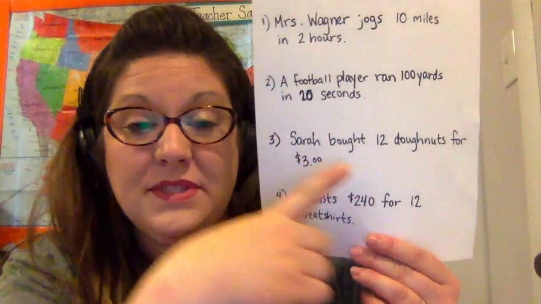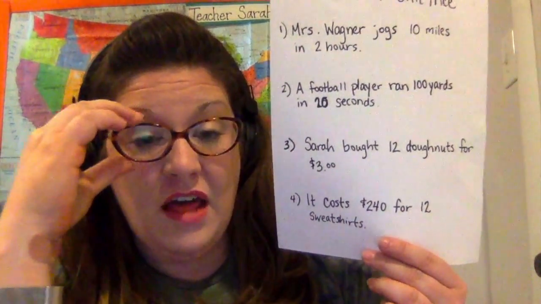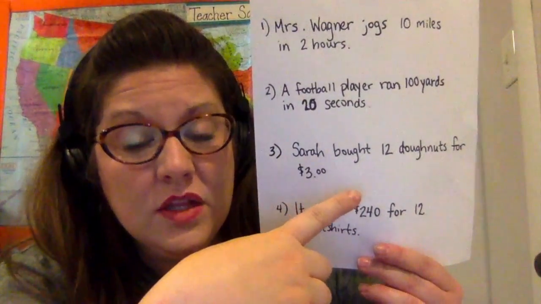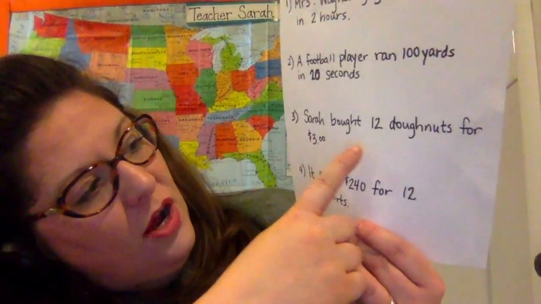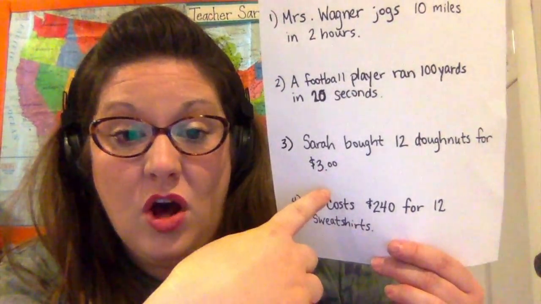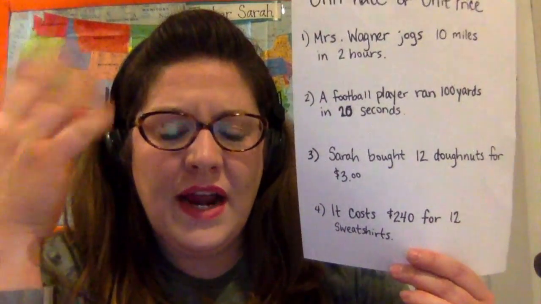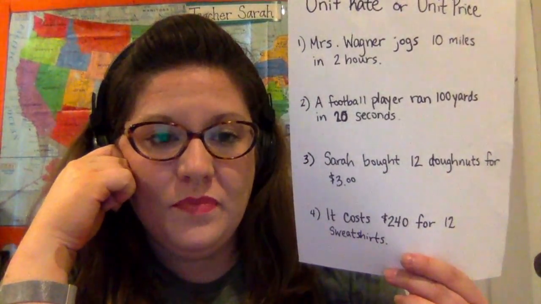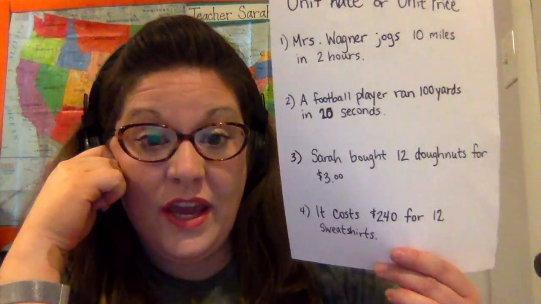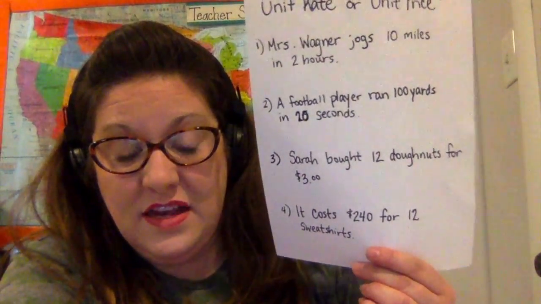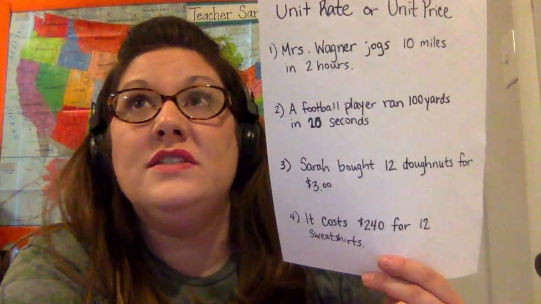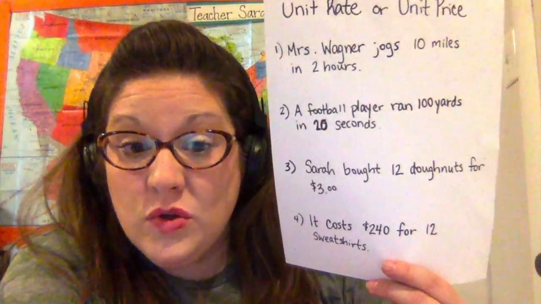Okay, our third example is the trickiest of these example problems, and you will see there is one like this on your assignment. So be cautious with this problem. It says Sarah bought 12 donuts for $3. Now, we are moving into talking about money. So when we're dealing with money, we are looking for the unit price, the unit price of the item. So how much would it cost then for a single donut?